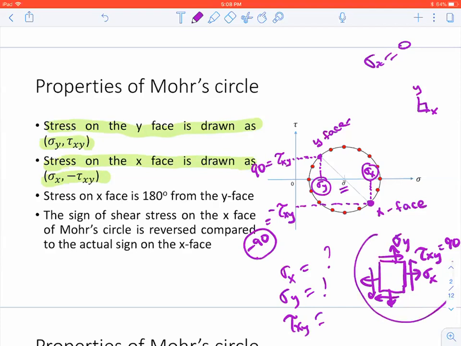So if I read it from the Y face, I'll get 90, say megapascal, for example. But if I read it from the X face, I have to flip the sign. I will read it as minus 90, and I know that the shear stress on the X face is always of opposite sign to the real case. So if it is reading minus 90, then the real case is plus 90. So I always advise students to read your shear stress from the Y face, not from the X face. These are certain things that you will need to remember.